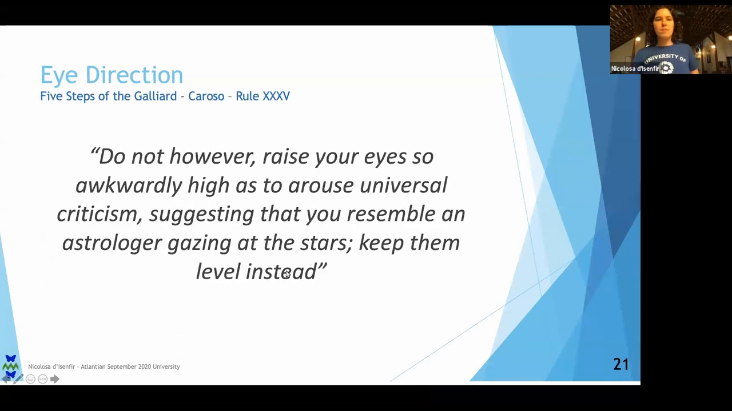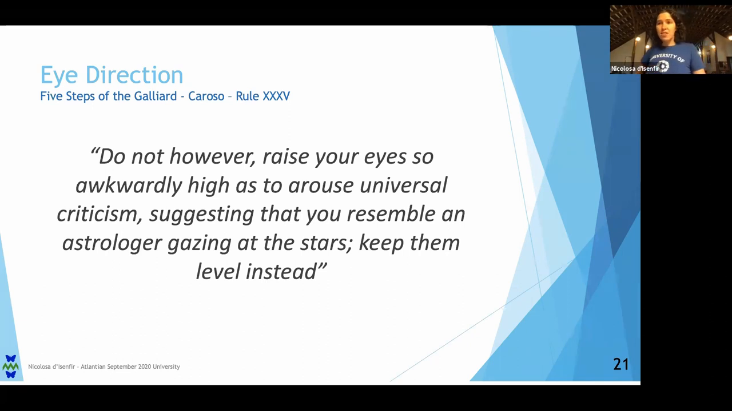So now we have a little bit of talk about balls, talk about eye directions. This was specifically talking to the lords in reference to the galliard, the five steps dance, which I won't go into for this, but he states very clearly, do not raise your eyes so awkwardly high as to resemble an astronomer gazing at the stars.